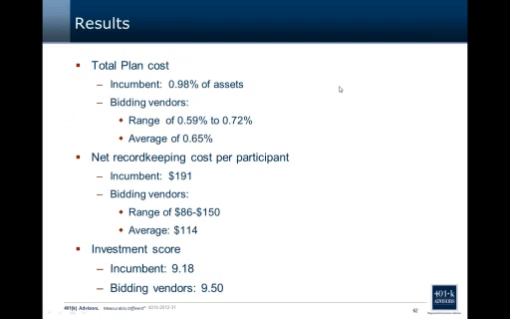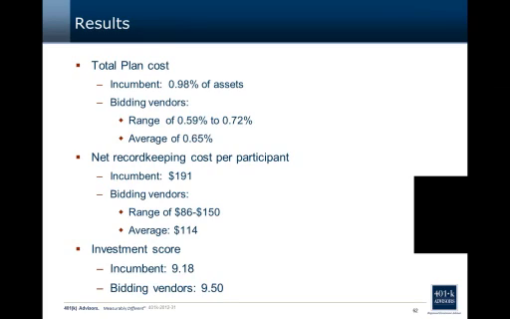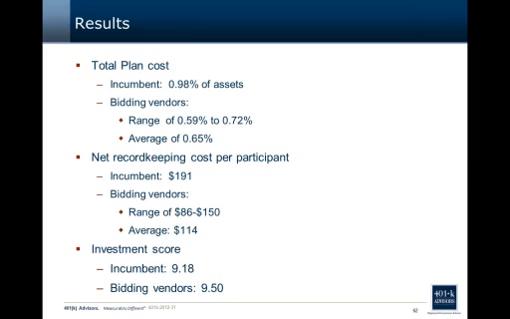What we found out, looking back at the plan costs, was that they were 98 basis points for this plan in total. The bidding providers came in at a range of 59 to 72. The average was 65. So that was some indication right there that costs were out of line with the market. When we broke it down and looked specifically at the net record-keeping cost per participant, the 29 basis points that the incumbent was keeping was the equivalent of $191 per participant. The range among the bidders was 86 to 150. The average was 114. So again, significant opportunity.